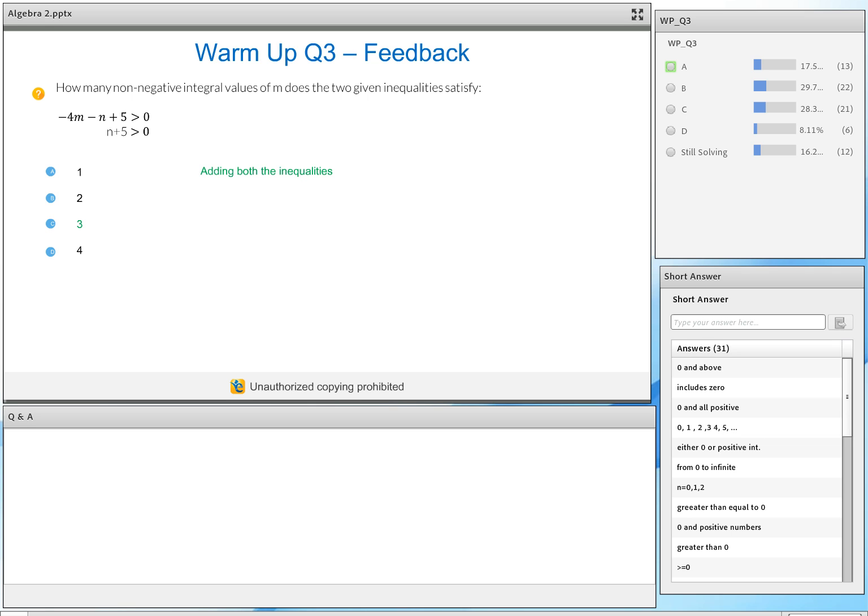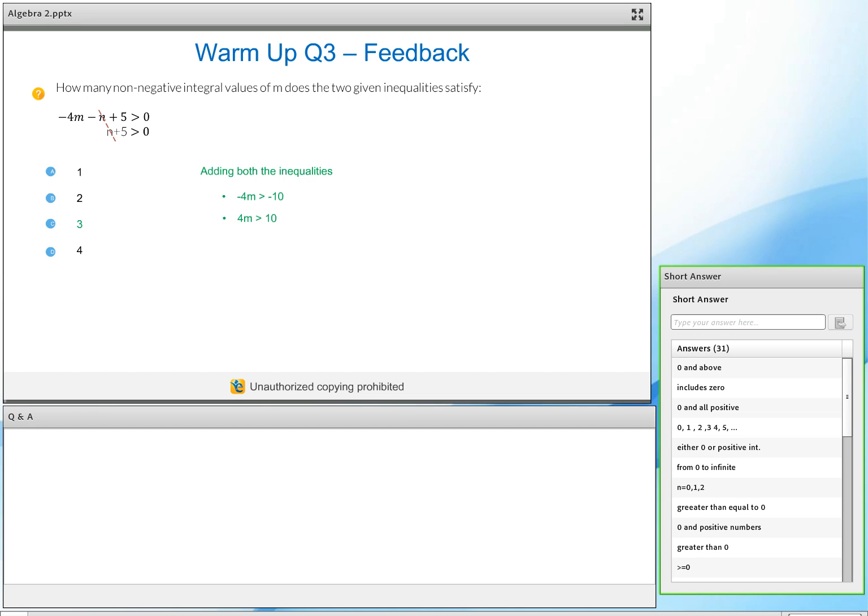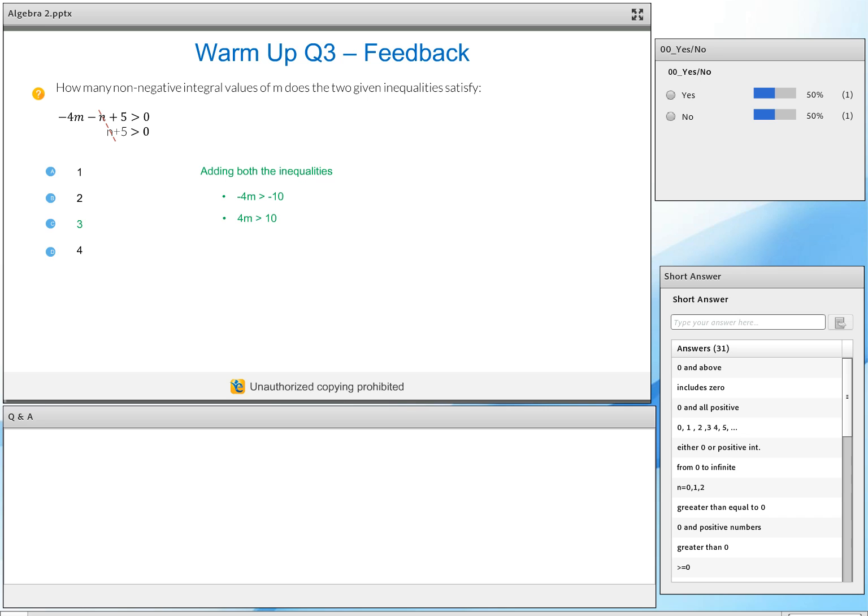Now, again, we are simply solving these two inequalities. What we get is minus 4m is greater than minus 10. Which means that, can I say that 4m is greater than 10? Minus 4m is greater than minus 10. Can I simply say that 4m is greater than 10?